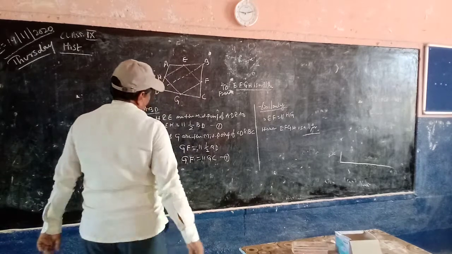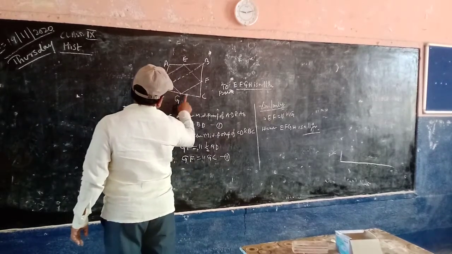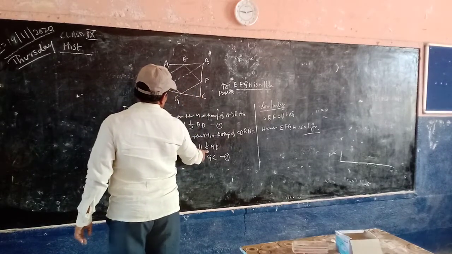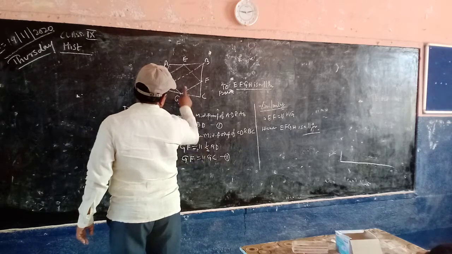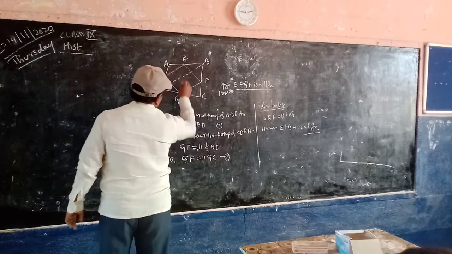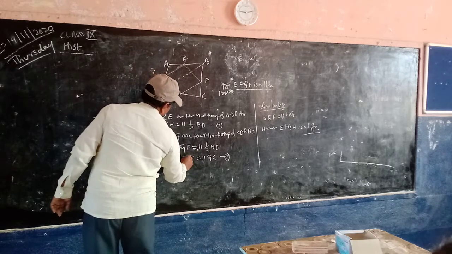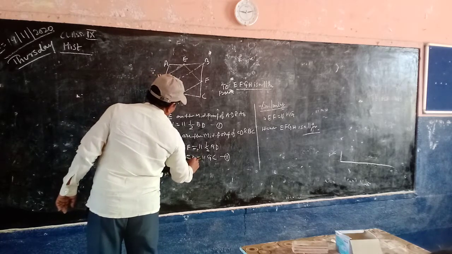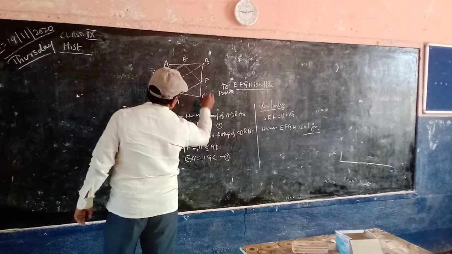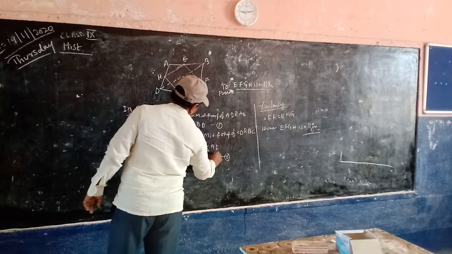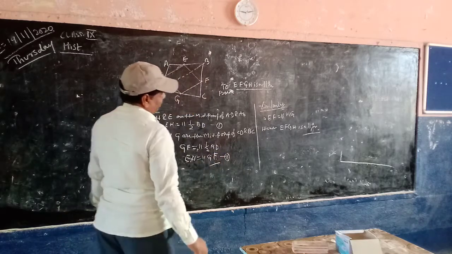GF is equal and parallel to half AD, and so EH is equal and parallel to GF.